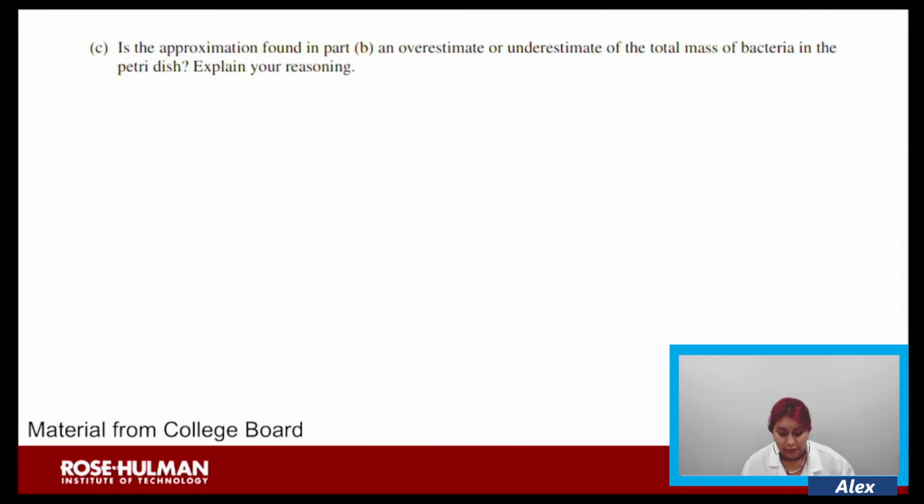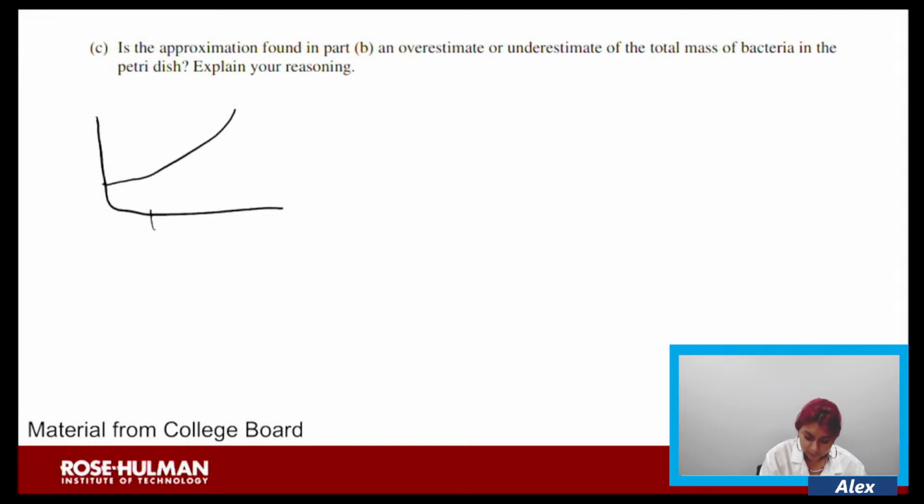So part C of this question is asking, is the approximation found in part B an overestimate or underestimate of the total mass of bacteria in the Petri dish? When I was explaining how we do Riemann sums, I gave this curve as an example. When you do a right Riemann sum, you're taking the rightmost values of your function and finding your approximations that way. Because you're taking the right ones, this one would be an overestimate.